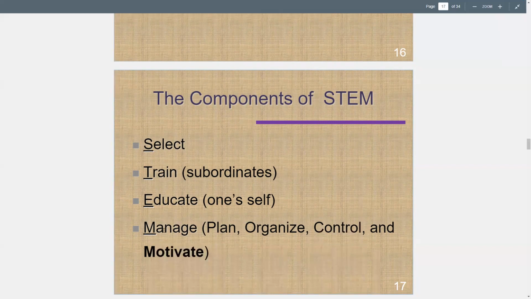And then finally, perhaps the most important is managing. Because here we're managing mainly people, but we're also managing processes. And part of management is planning. How am I going to go about doing this? Maybe I need to hire a new employee. How am I going to select him or her? How am I going to train him or her?